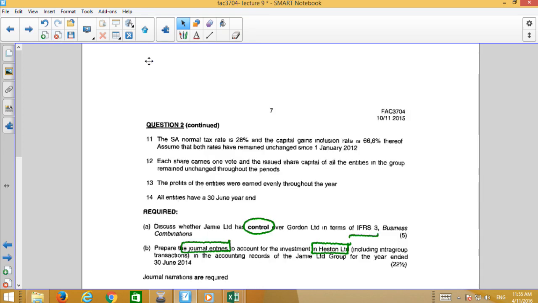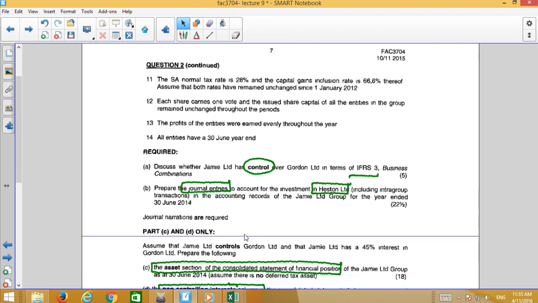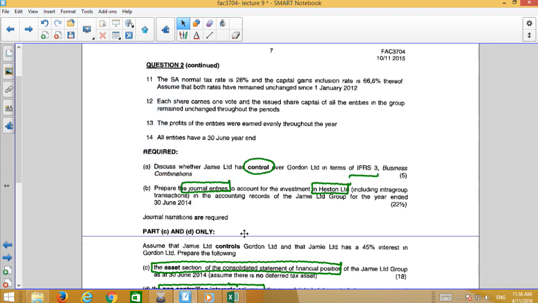Second one had these two requireds. I think we're going to start with required A. Discuss whether Jamie has control over Gordon in terms of IFRS 3 business combinations. Page 14 of the study guide.